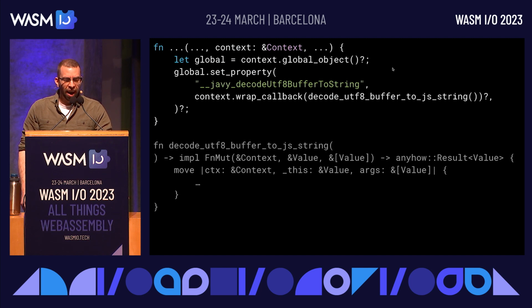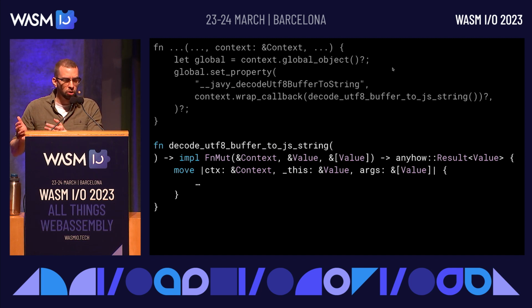So again, we use that context to evaluate that code to pull it into the JavaScript environment. And then to add that function that we're going to be using, we get the global object off of the context. And we call wrap callback on the context, and pass it a function that happens to return a closure that matches a particular signature. So that signature is, we take in the JavaScript context. So again, you can do things like create values, which is super useful.